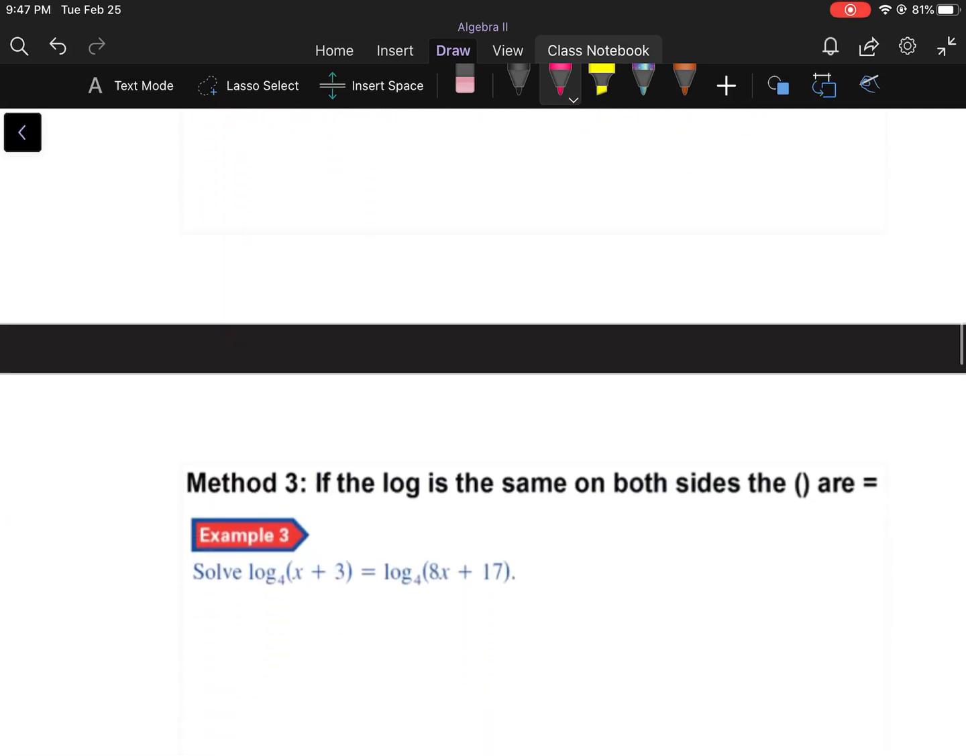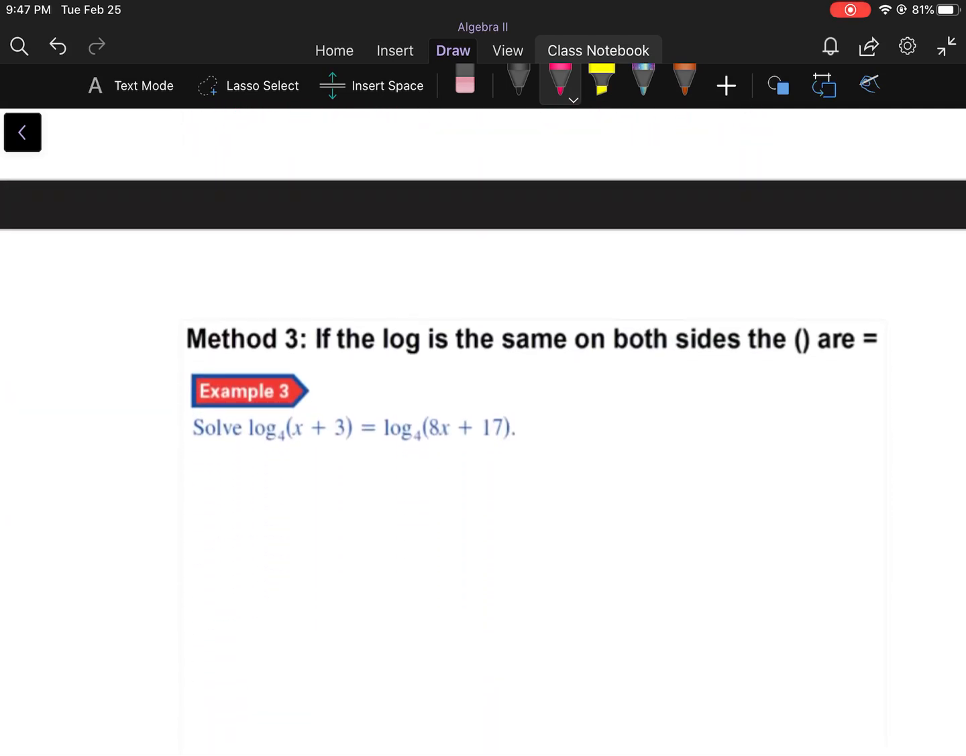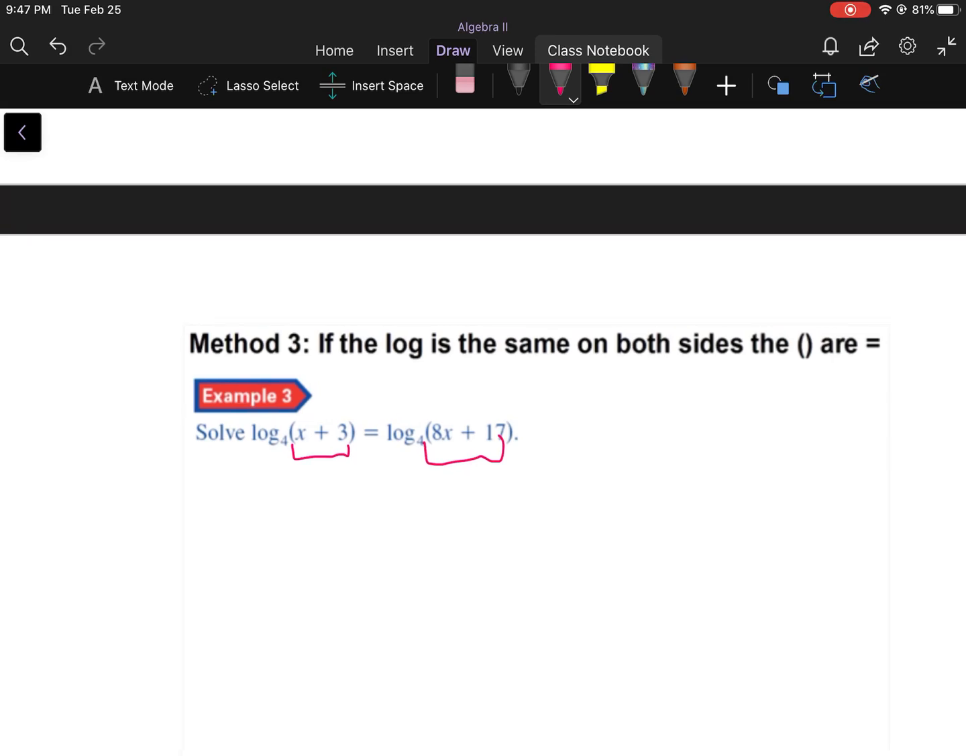Okay. Here's another scenario. They are logs, but they're within the same log. So this is in log base 4. So I've got x plus 3 is equal to 8x plus 17.